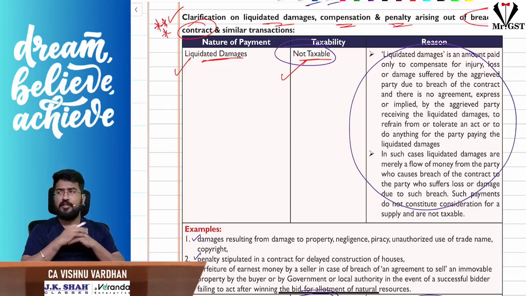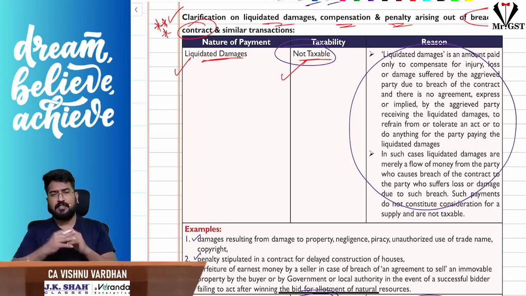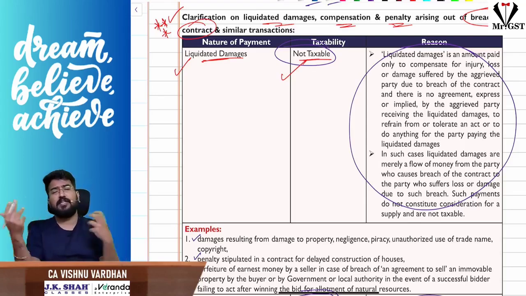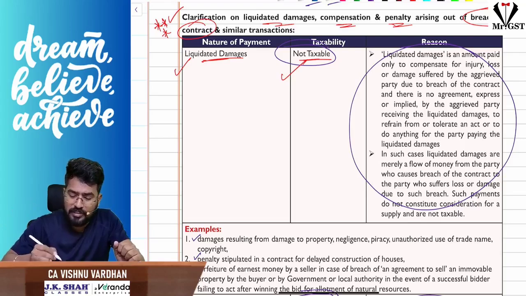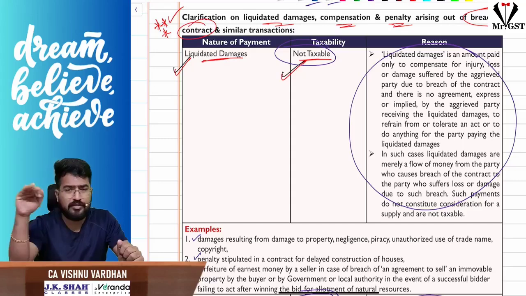So please understand, the fundamental thing is that if there is an agreement to do something and there is consideration, an agreement not to do something and there is consideration, or an agreement to tolerate something and there is some consideration, then only it is called a supply. Taking that logic into picture, liquidated damages are not consideration for breaching the contract. So it is not a supply, not taxable.